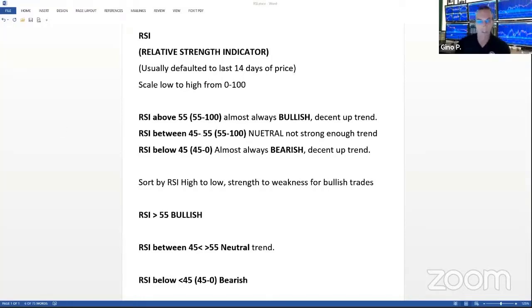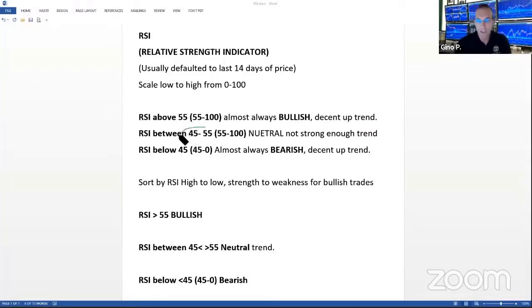Simply how you read this, here's the hack, here's the gem, is when I see an RSI above 55, that means 55 to 100, it's almost always, like 99% of the time, bullish. You're going to be seeing a bullish trend on that stock. So anything above 55, and also it's a decent uptrend. It's not a slow uptrend, because as a trader, I want a strong uptrend. You know, they'll say, yeah, anything above 50 is bullish.